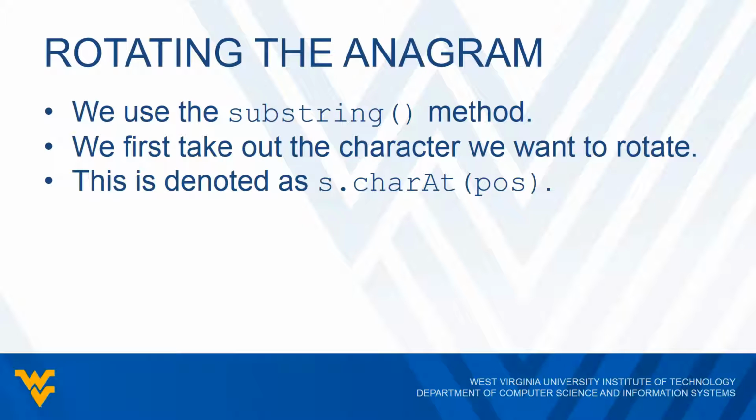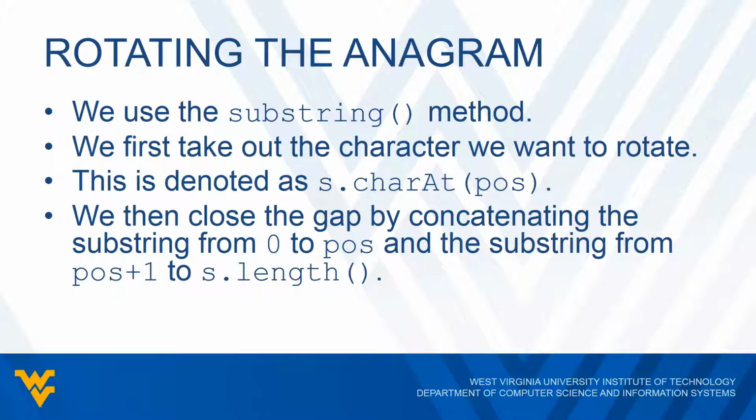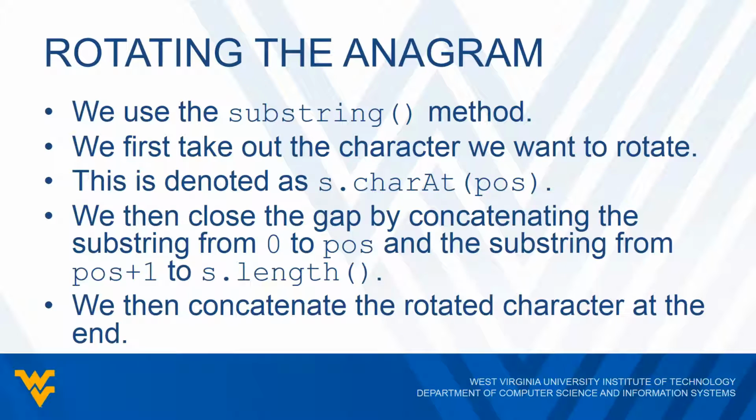And then what we're going to do is after we take out that character, we need to close the gap. And the way we do that is we concatenate the substring from 0 to our position, and then the substring from position plus 1 to the length. So we close that gap based on wherever the position is. So we go from 0 to wherever our position is, and then we take position plus 1 and the length, take those two substrings, and then concatenate them together. And then we just tack on the rotated character at the end of our string. And that would allow us to rotate either the entire word depending on the position or a portion of it.